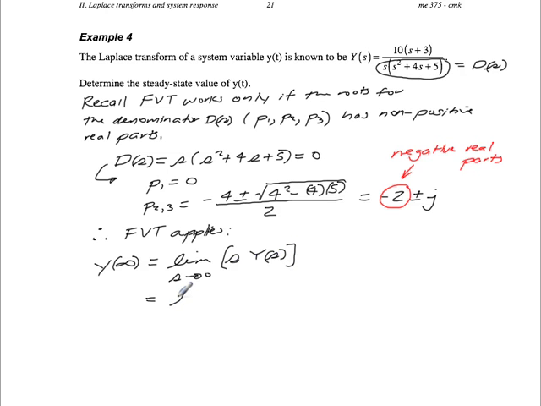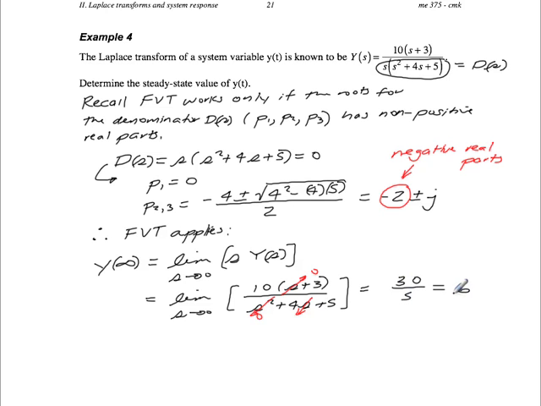So what we have then, therefore, is the limit as s goes to 0 of, let's see, that's going to be 10 s plus 3 divided by s squared plus 4s plus 5. The s in the denominator D got canceled out by the s that we multiplied through. It's easy to take s equal to 0. We lose these terms here. And what we get, therefore, is 30 divided by 5, so that's 6. So this is the value that we know that y is going to have for a long time.